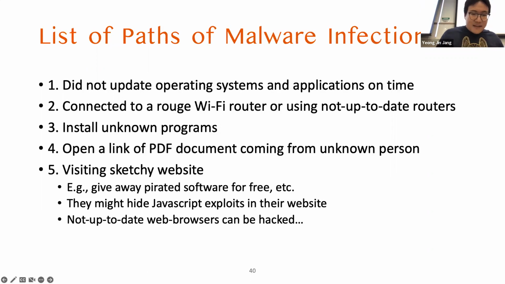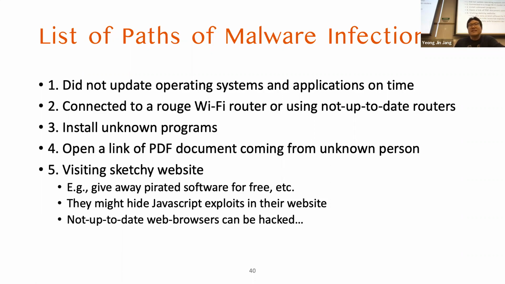To list some of the potential ways we get malware infections: one thing is that we can easily search for a one-day exploit. If our system has not been updated, that will increase the chance of getting attacked. And in that scenario, if I use an old Wi-Fi router, that could also be a potential risk. Another thing is that if you connect to a rogue Wi-Fi router, they can attack your machine.